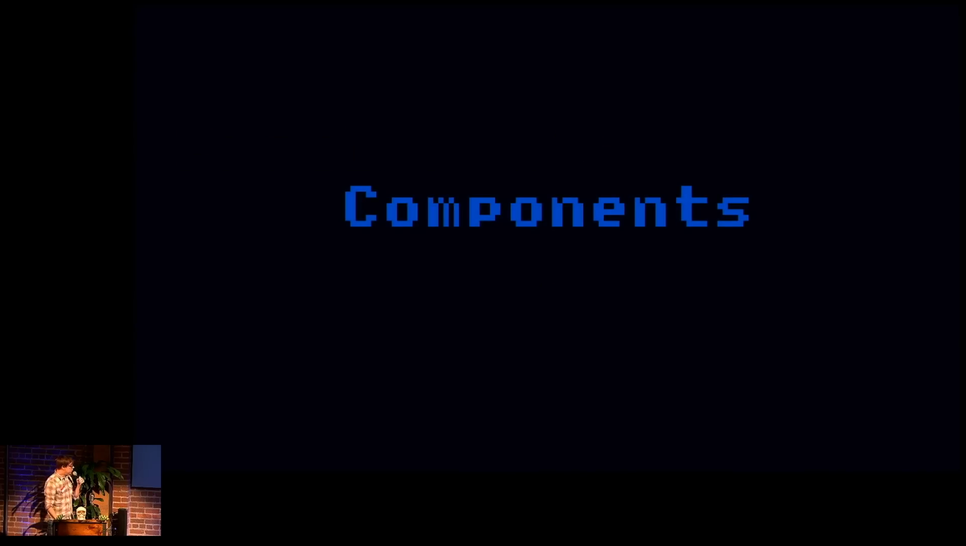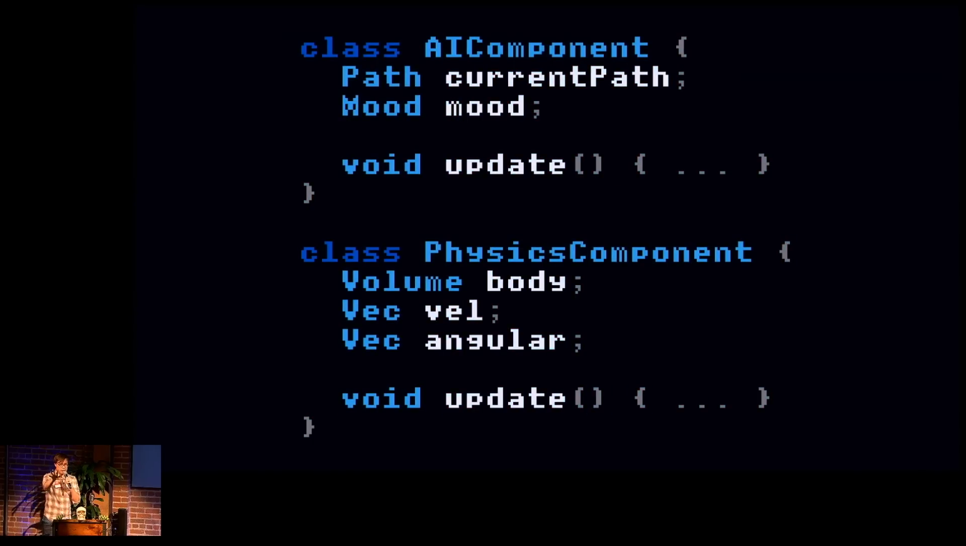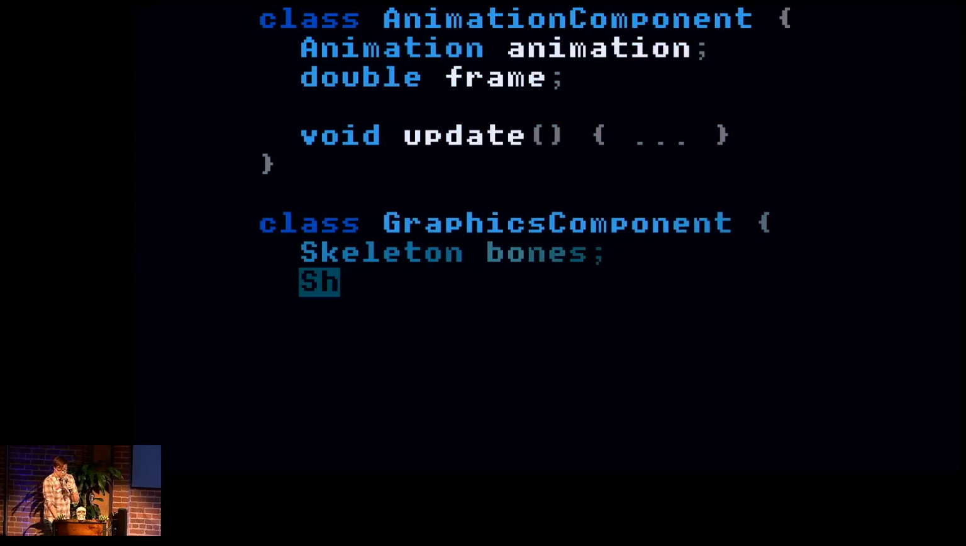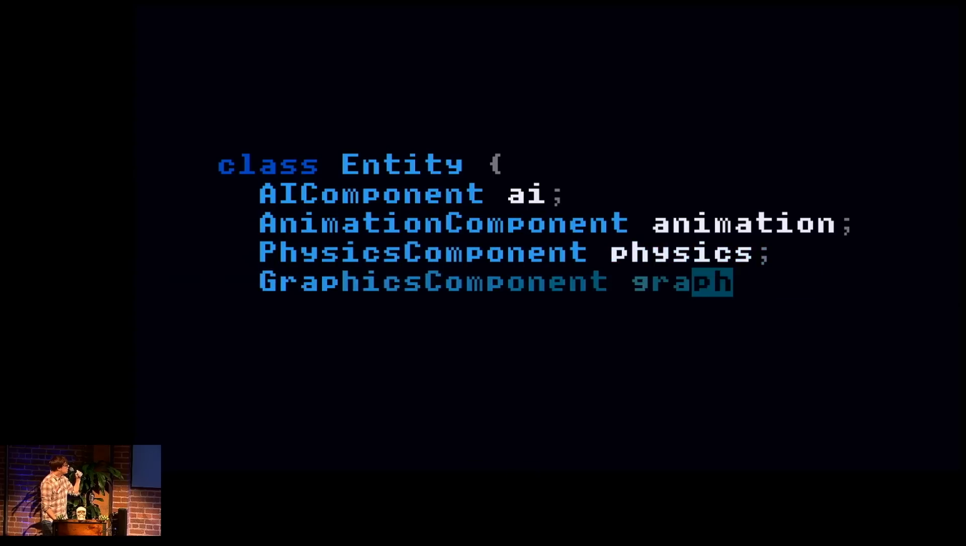So the solution they came up with is components. Basically what you do is you look at that entity class and you take each domain, each specialization in game development, and you pull the data and the code for that out into a separate class. So you have an AI component, a physics component, animation, graphics, maybe some sound, maybe other stuff. And then your entity class becomes basically just a bag of components. So it gets a lot smaller, a lot simpler, and each domain is encapsulated in separate code, which is nice because a lot of times these are maintained by different people too.